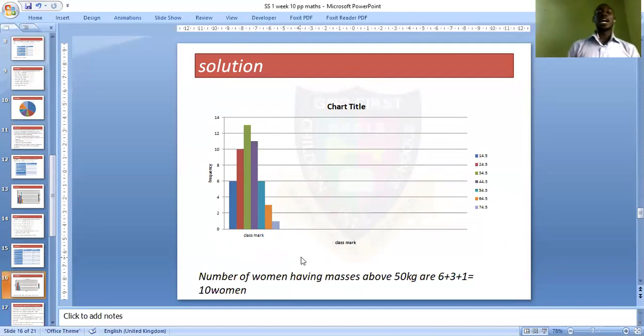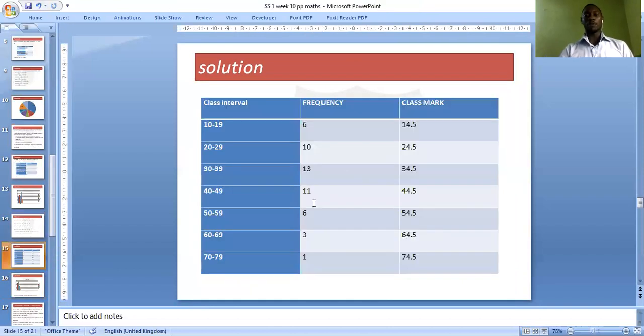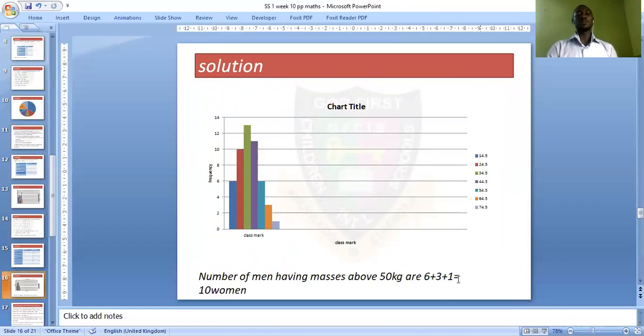So the third question says the number of men having masses above 50. You have that from the frequency that is above 50. From 50 above is 6 plus 3 plus 1, which will now give 10.